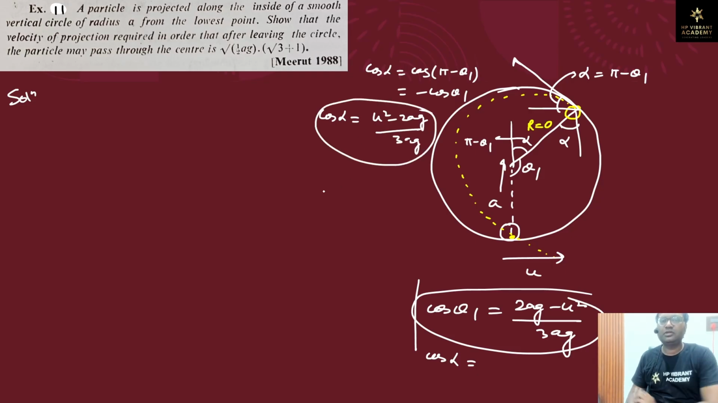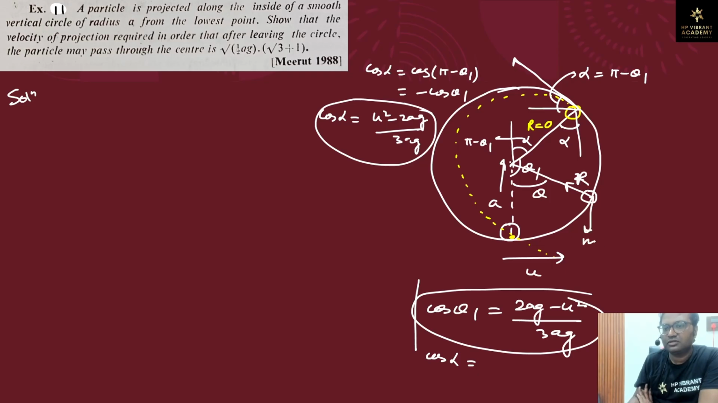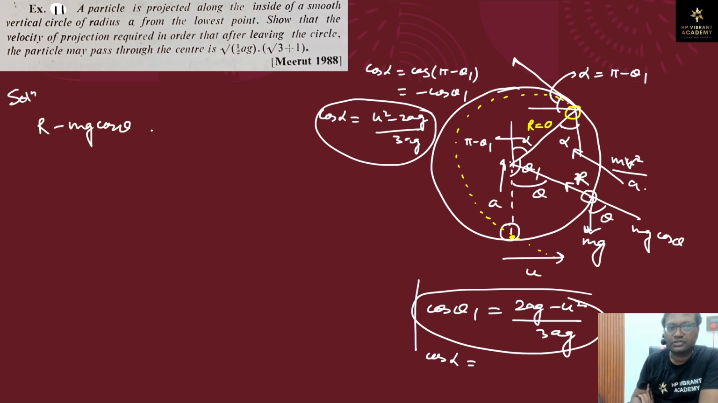Let us write down the general equation of a particle at a random theta. At a random theta, we have the reaction as R, and mg, the weight acting in a downward direction, and this is theta. So this angle will also be theta. So this is mg cos theta. And there is a centrifugal force mv square upon a. So the force balancing equation will be R minus mg cos theta is equal to mv square upon a.